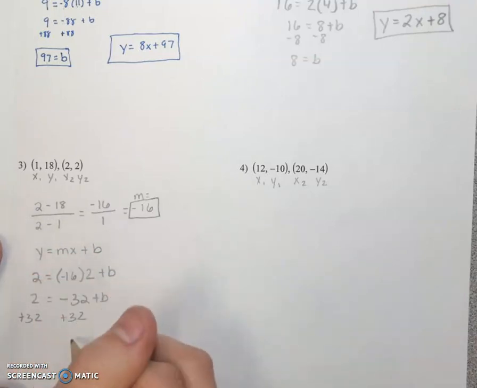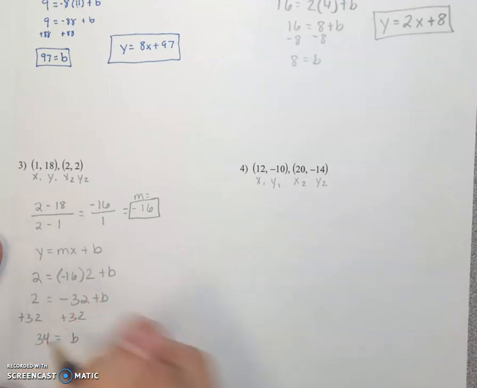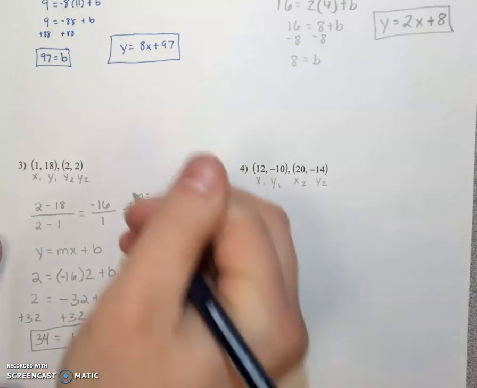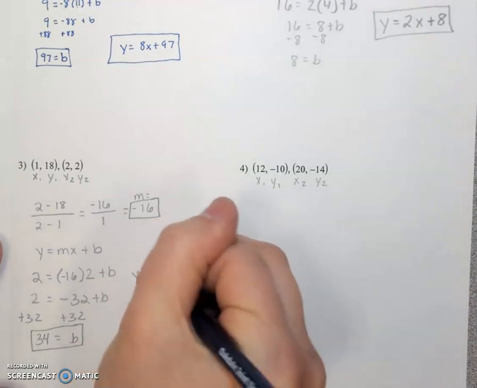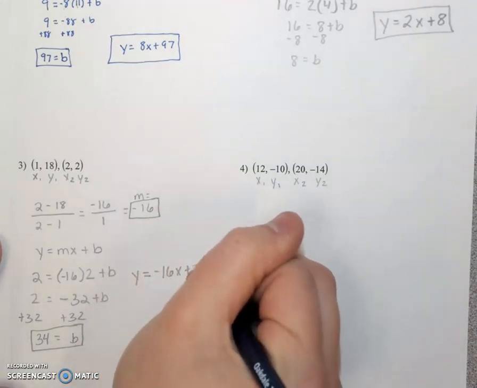So these cancel out. I'm left with b equals 2 plus 32 is 34. So my b, my slope-intercept, is 34. Now that I have my m and my b, I can write my equation, which is y equals negative 16x plus 34.